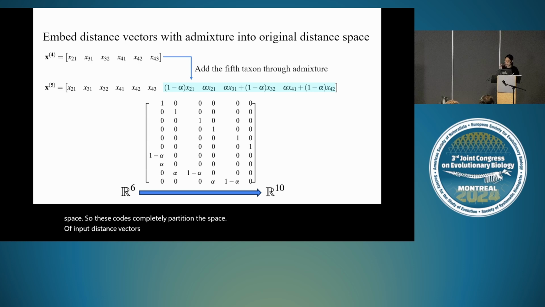So far this is a method for any distance inputs, but we want to focus on the subset of distance inputs that satisfy this admixture behavior. So how do we do that? We want to embed this smaller space of admixed distance vectors into the larger space of all distance vectors.